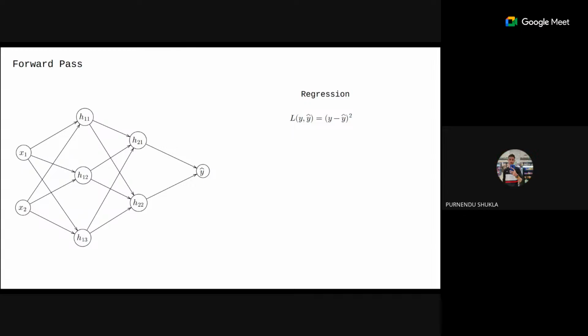Okay, so that is ReLU. We don't use it in the output neuron. In the output neuron, no. Okay, so this is regression.